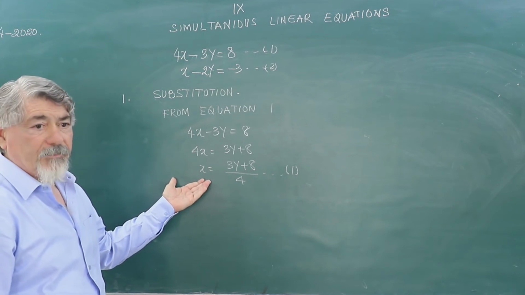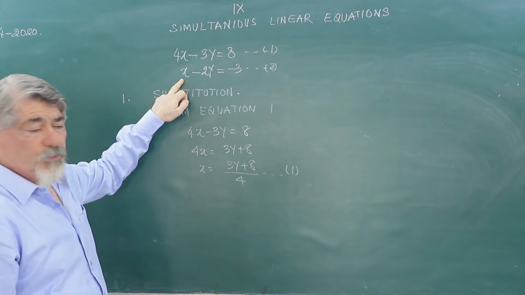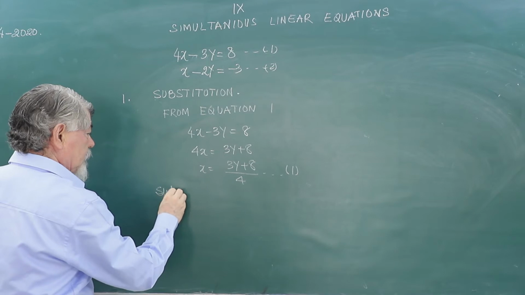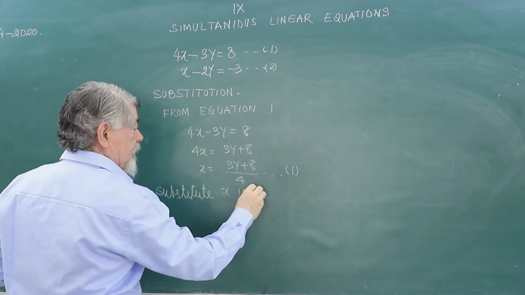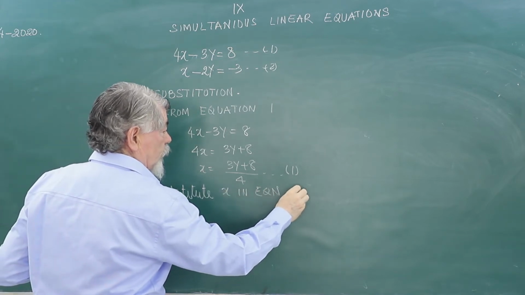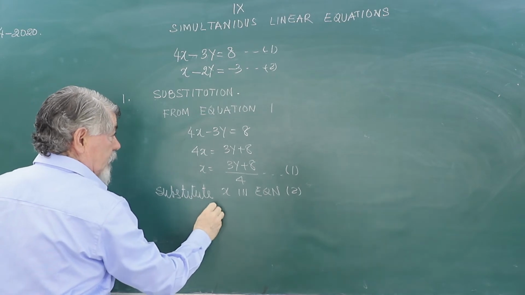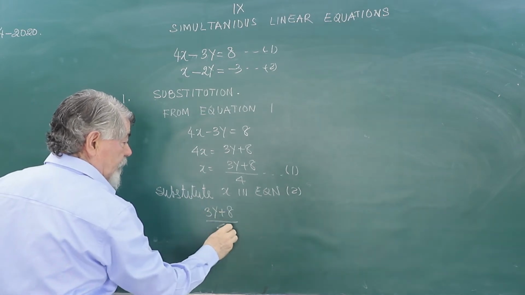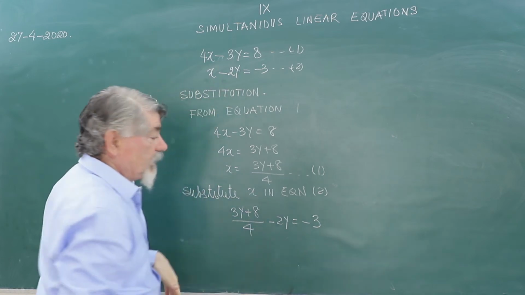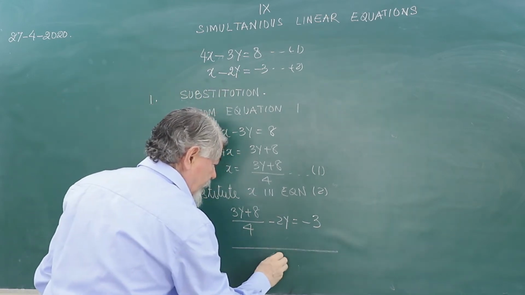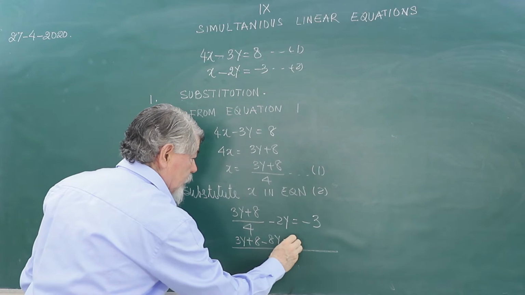We have calculated the value of x in terms of y, and now this value of x I'll substitute in equation 2. What is equation 2? x minus 2y is equal to minus 3. So where x is there, let us put (3y plus 8) upon 4, and y will of course remain. Now let us take the LCM. I'll take the complete LCM, 4: 3y plus 8 minus 8y is equal to minus 12.